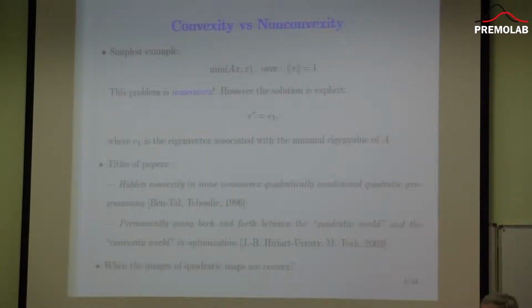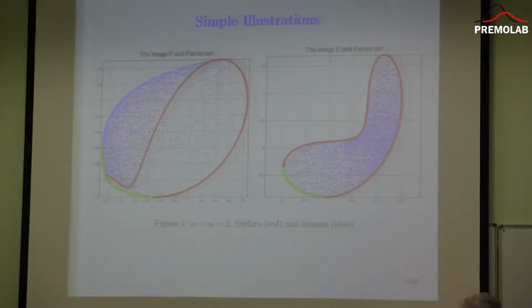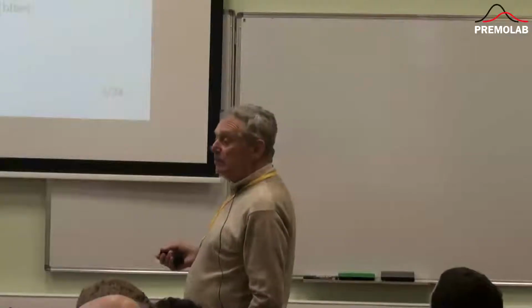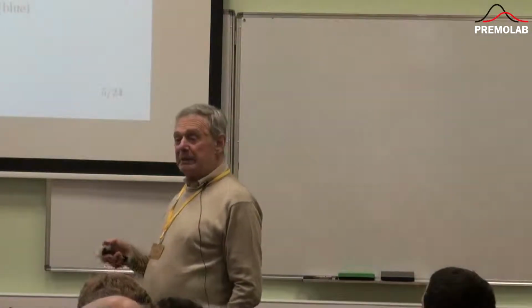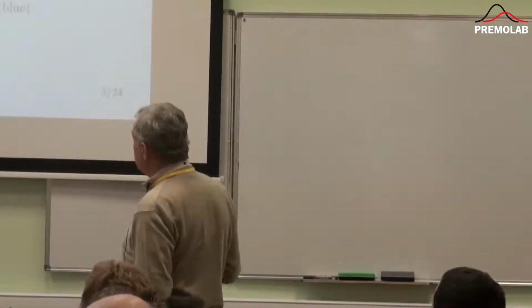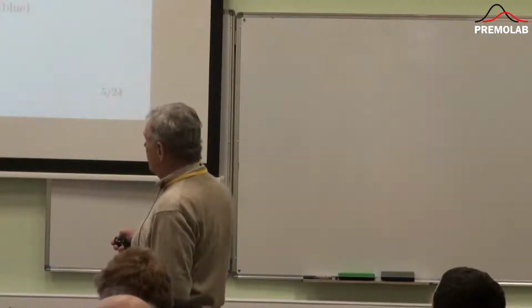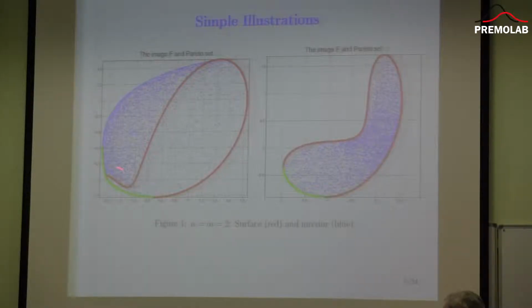There are some links between quadratic and convex world. Okay, so what can be said about this? Here are just two examples to demonstrate that in very simple cases. So it is the case n equals 2 and m equals 2. It's a two-dimensional image of a circle.